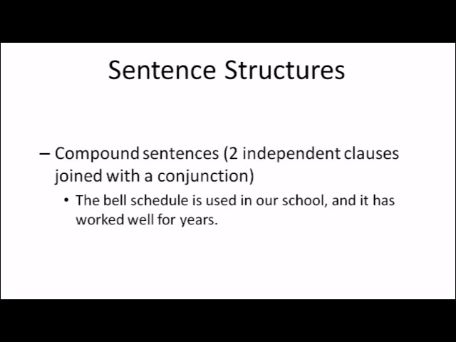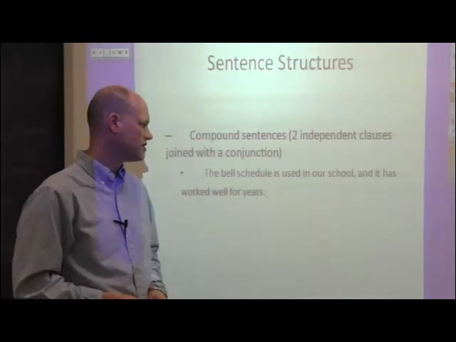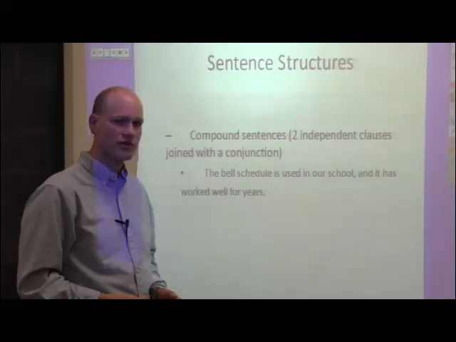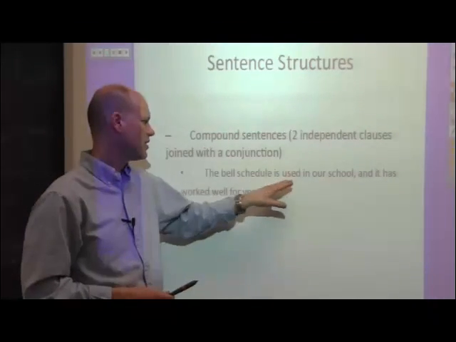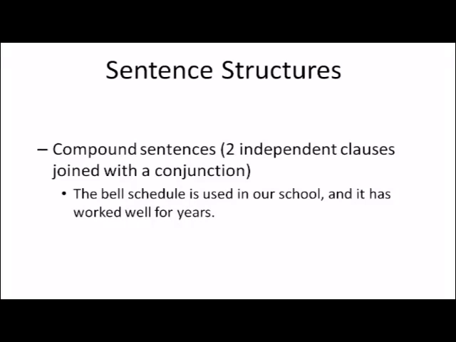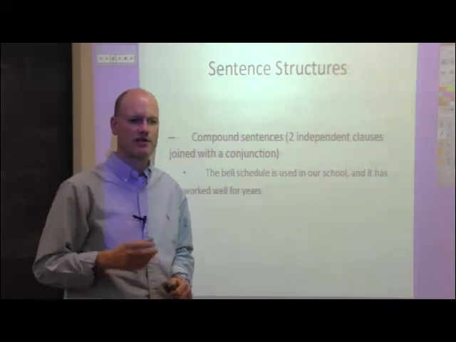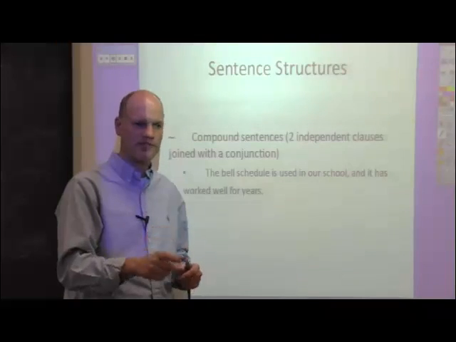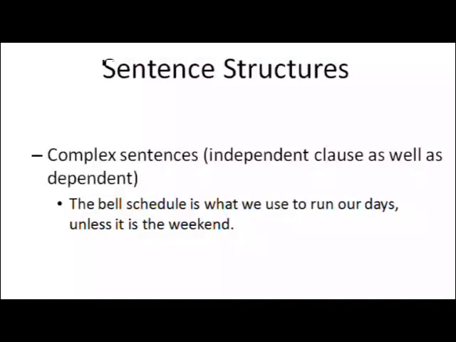The next type of sentence structure is called a compound sentence. Now this one has 2 independent clauses joined with a conjunction. So going back to that bell schedule, the bell schedule is used in our school and it has worked well for years. Now we have a compound sentence because we've joined 2 independent clauses by a comma and the conjunction and. Putting those 2 together, as far as varying your sentence structures, you have the shorter, simple sentence moving into compound sentences, and then there's 2 other types.